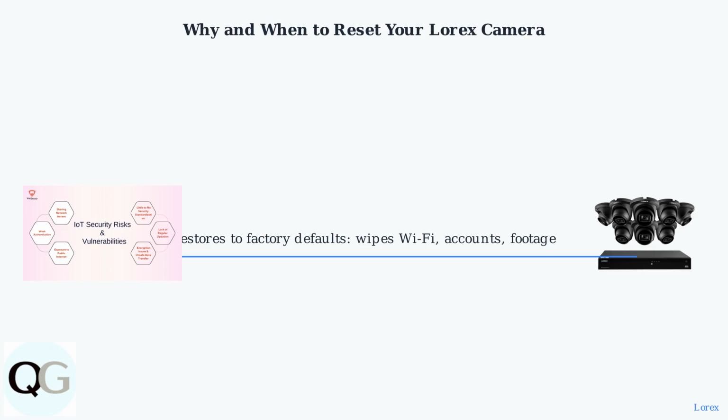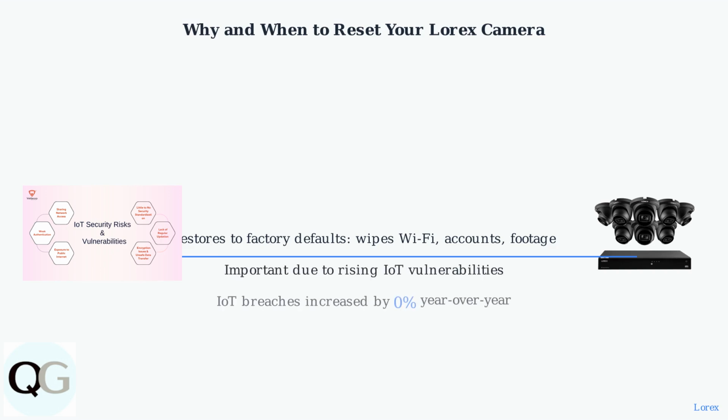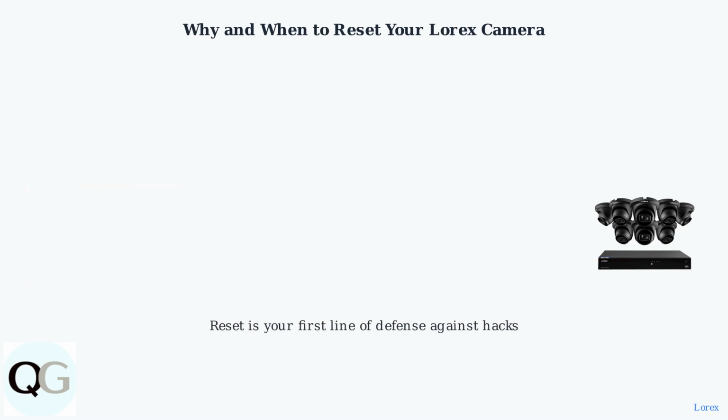By resetting, you restore the camera to its factory defaults, wiping Wi-Fi settings, user accounts, and stored footage. This is especially important given the rise in IoT vulnerabilities, where unsecured cameras are frequent targets for hacks, making a reset your first line of defense.